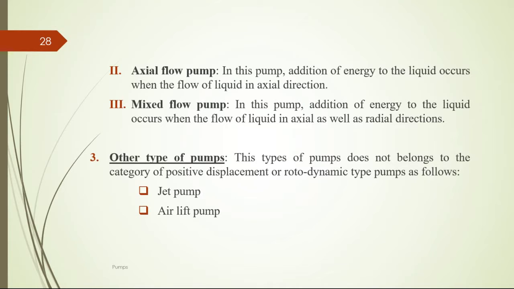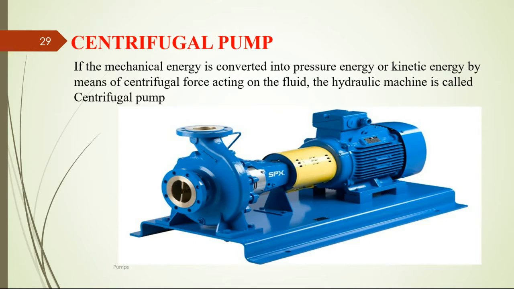In the axial flow pump, the addition of energy to the liquid occurs when the liquid flows in the axial direction, whereas in the mixed flow pump, the addition of energy to the liquid occurs when the liquid flows in both axial as well as radial directions. And the third category is other types of pumps. These pumps do not belong to the category of positive displacement or rotodynamic type, as follows: jet pump or air lift pump. Then the next one is the centrifugal pump. If the mechanical energy is converted into pressure energy or kinetic energy by means of centrifugal force acting on the fluid, the hydraulic machine is called a centrifugal pump.